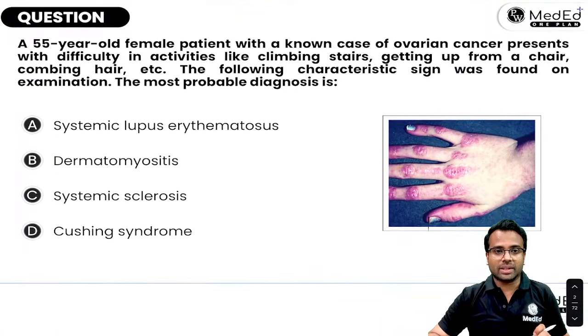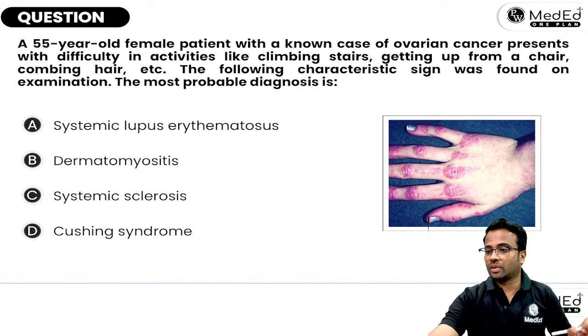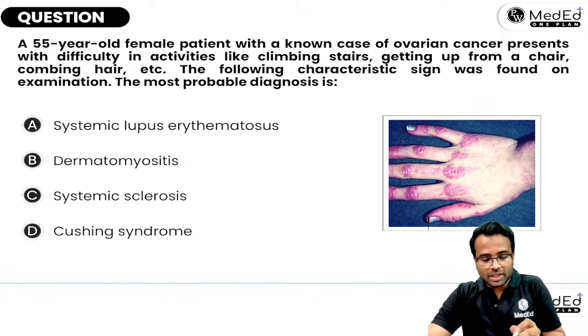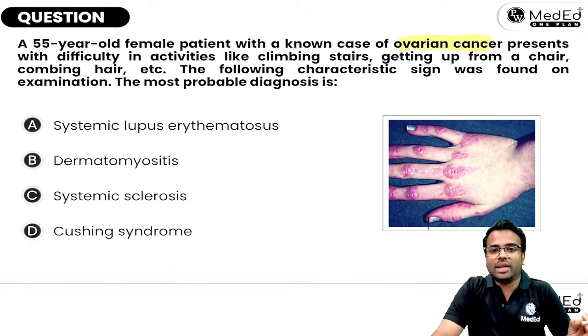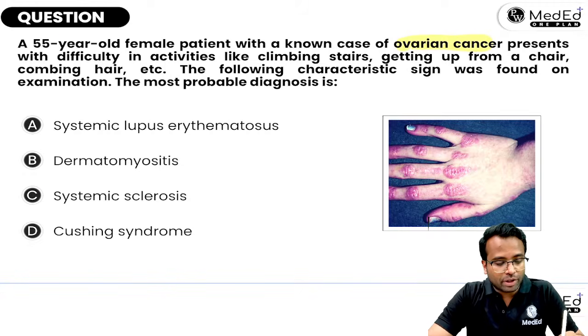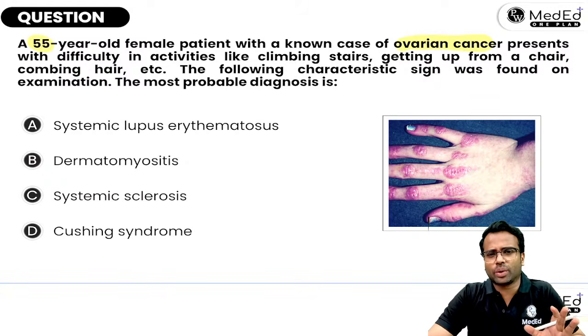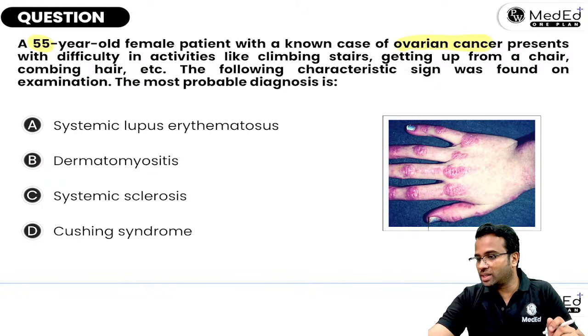The first question here is that a 55-year-old female patient presents with a known case of ovarian cancer. I'll just highlight whatever words I feel are buzzwords. She presents with difficulty in activities like climbing the stairs, getting up from a chair, combing the hair, etc. So it's mostly showing that there is a muscle weakness. The following characteristic sign was found on examination. The most probable diagnosis? Can you just let me know what is the correct answer here?